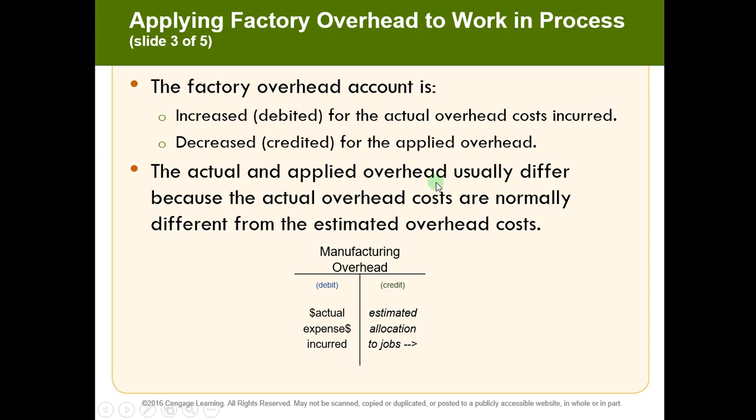Actual and applied will differ. These are the actual expenses. The application or the allocation is going to be different, again, because we estimate it. There will never be a perfect allocation of our overhead costs. I hope that makes sense.